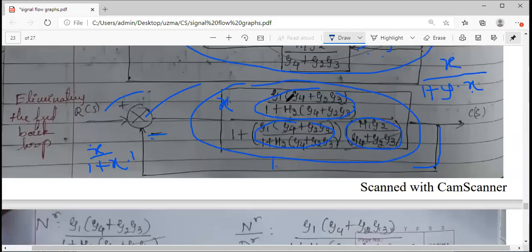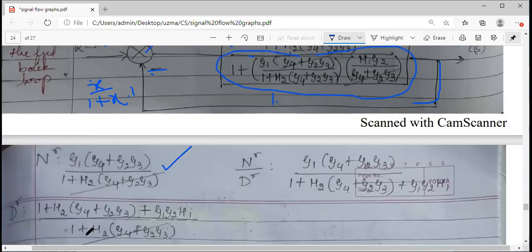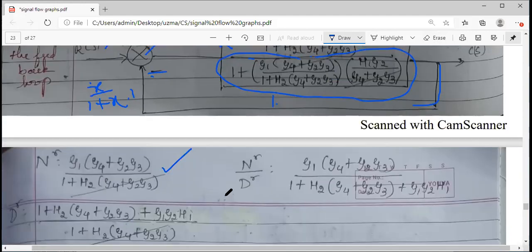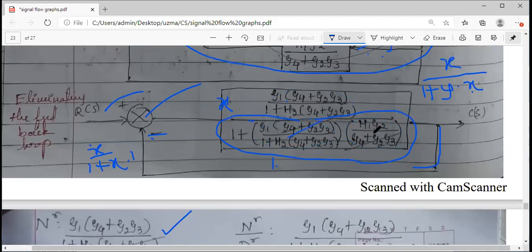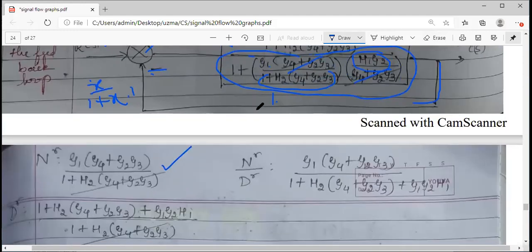And I have simplified it here further. The numerator value I have written here, and the denominator, this complete denominator I have written here. In this you can see these two get cancelled. You will be left with G1 H1 G2 divided by this term. Only this much will remain.